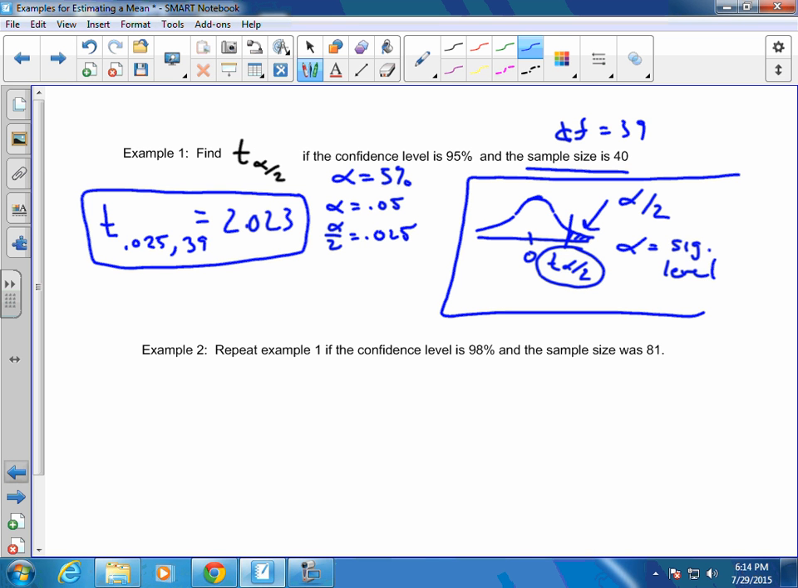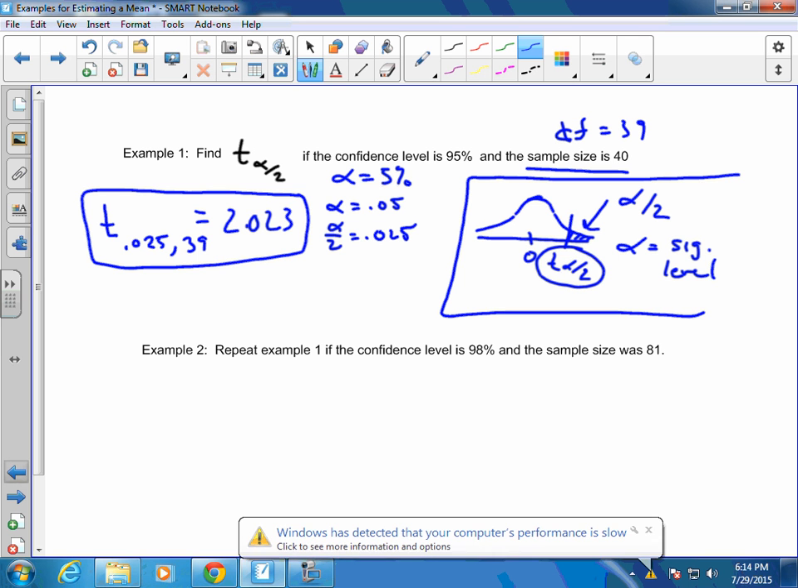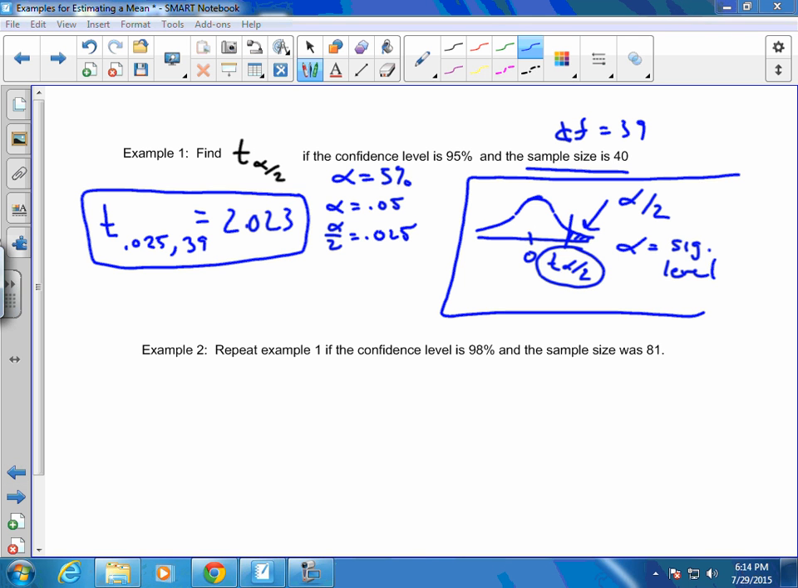If we were using the z-curve, we would have got 1.96. Here we're going to have a little bit bigger value because again there's more area in the tails of the t-curves. Right, so example 2, we're going to do the same thing, but we want our confidence level to be 98%, which means alpha is 2% or 0.02. Therefore alpha over 2 would be 0.01.